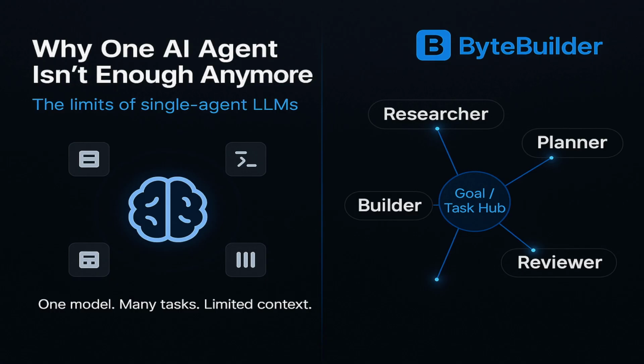In this video, we will explore why a single AI agent is no longer enough and how multi-agent systems like CrewAI are changing the game. Think about it. One model trying to research, plan, code and reason all at once. It quickly hits limits. CrewAI introduces teamwork to AI, specialized agents that collaborate, share goals and complete tasks together.